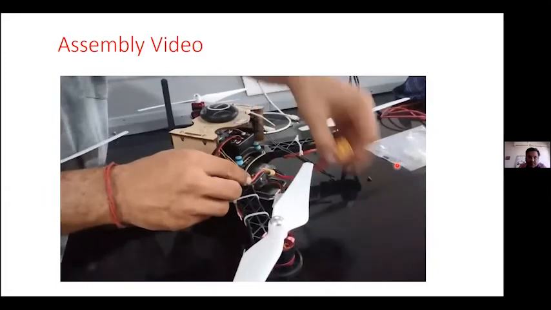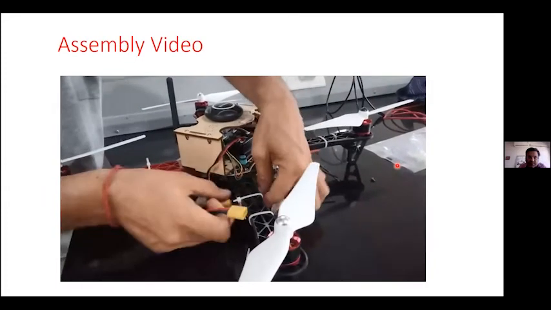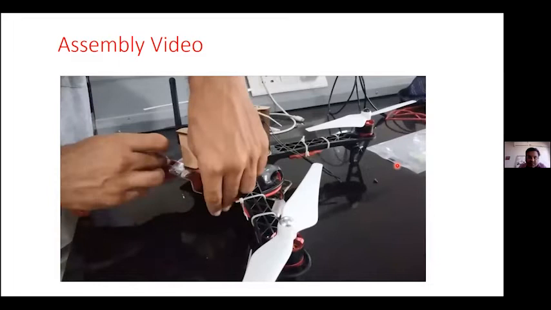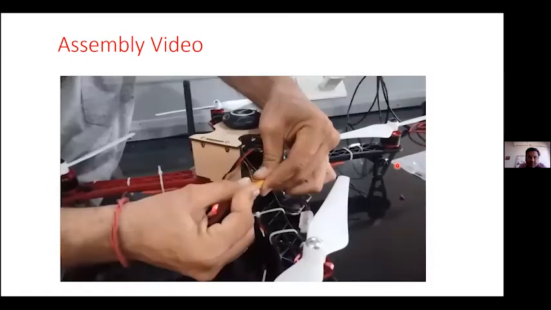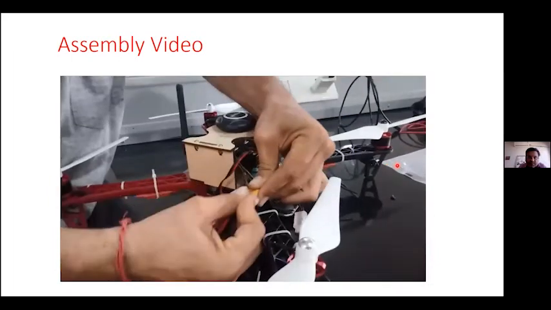So registration has just started. D3 is the unique registration number of our drone. Right now we have 4 registered drones, D1, D2, D3, D4. Okay, so this is the assembly video.